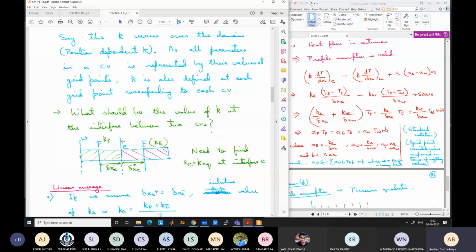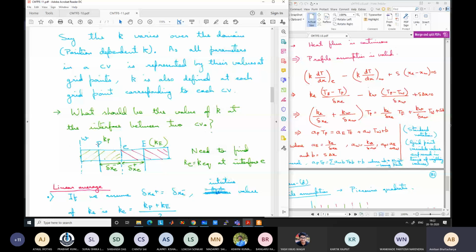So somehow I need to interpolate, and we don't know the variation within, because remember we are just storing the values only at the grid point. So our nearest value of conductivity is at point P, which is Kp, and the nearest value of conductivity on this side is at point E, which is Ke. We don't know what the variation is even inside this domain also.